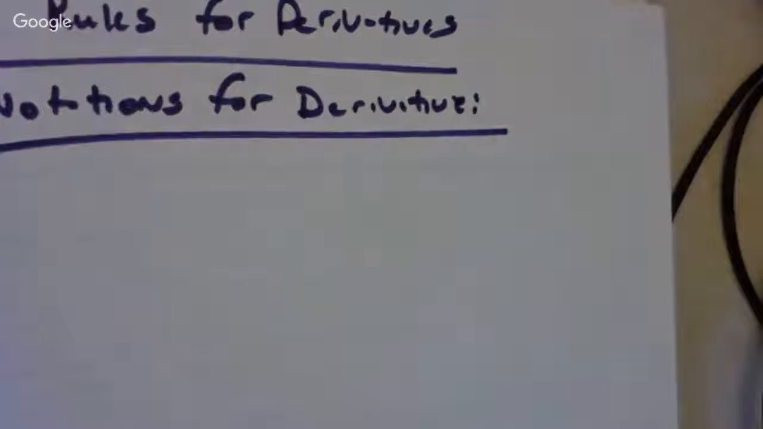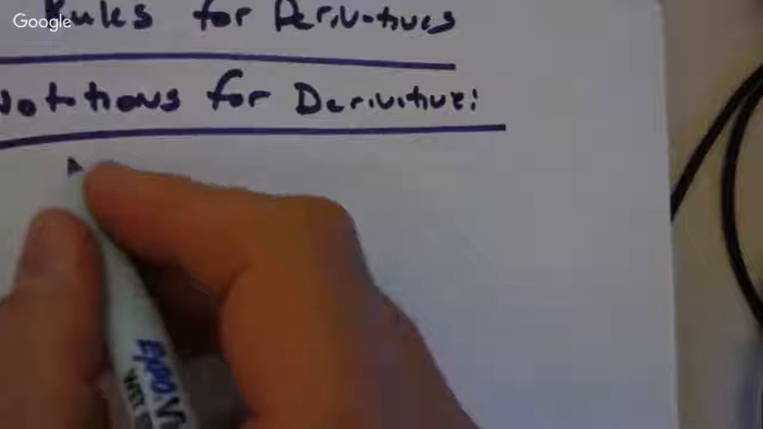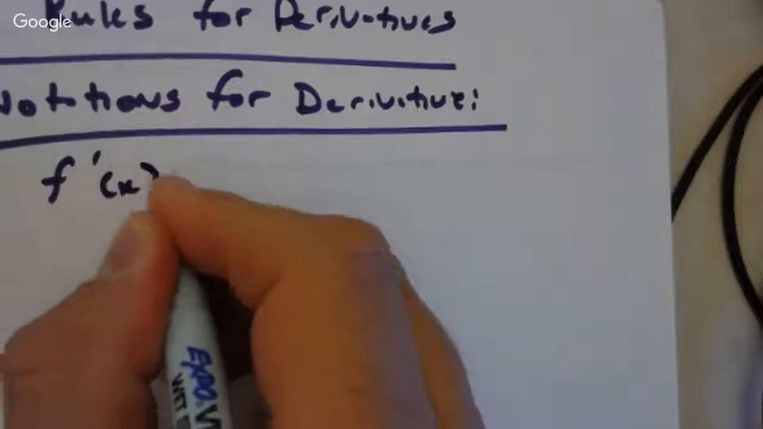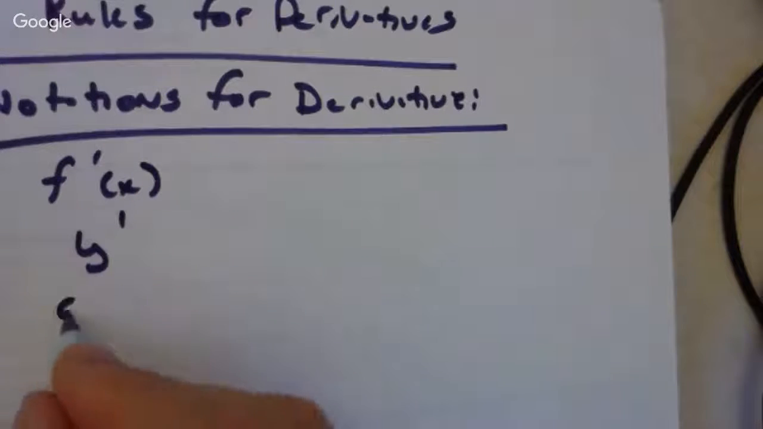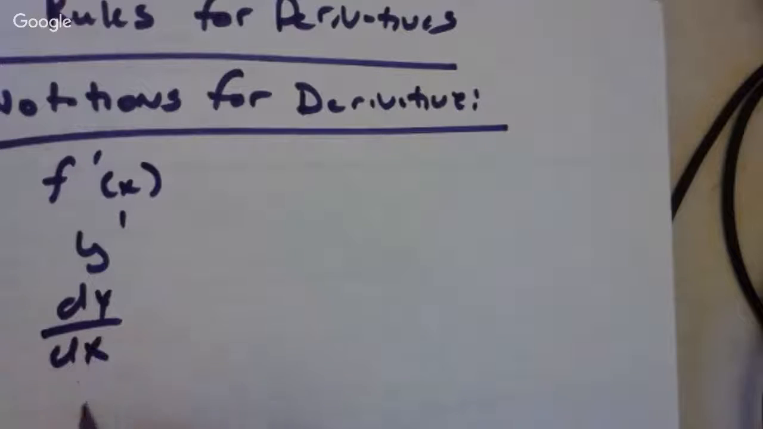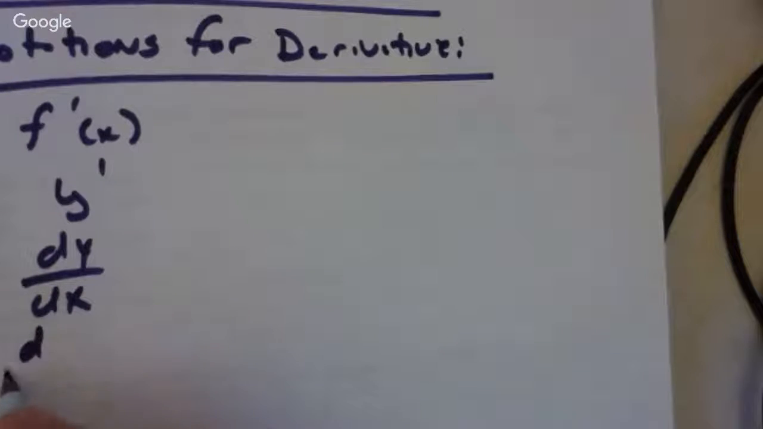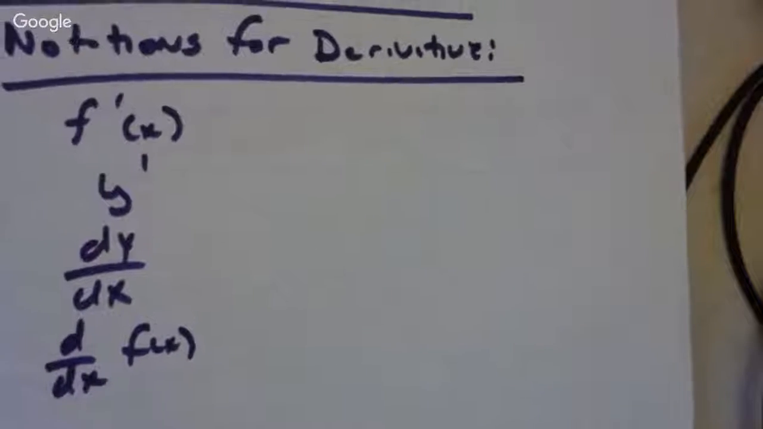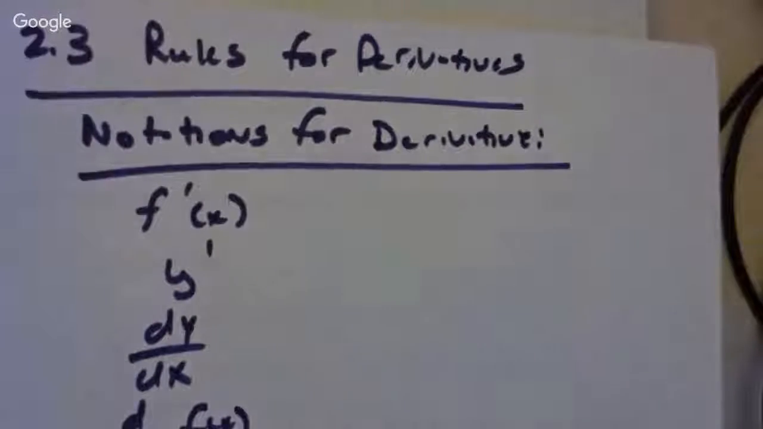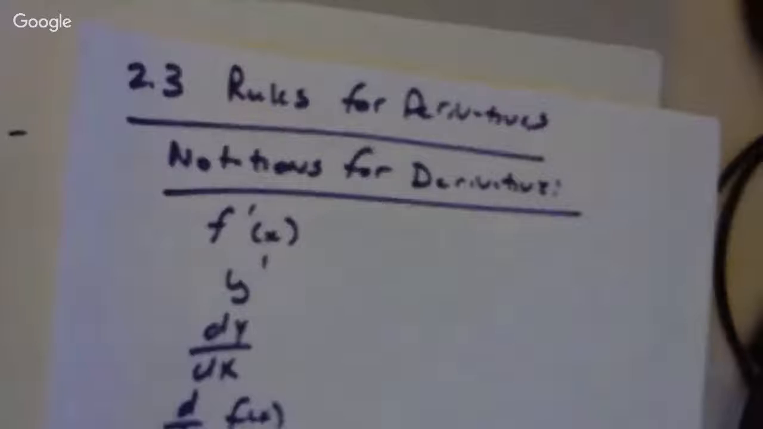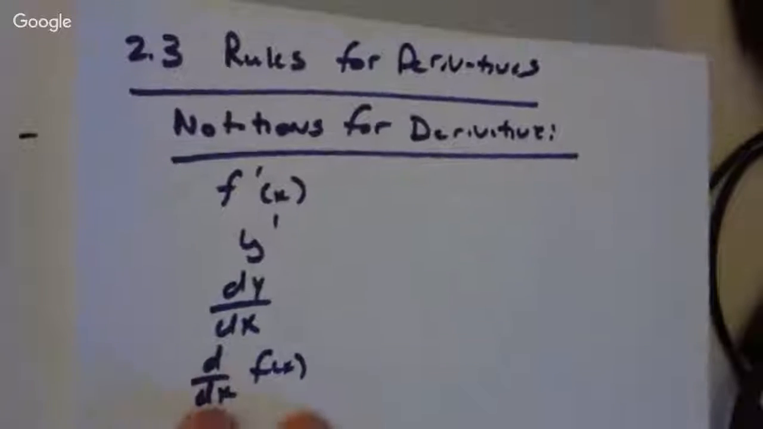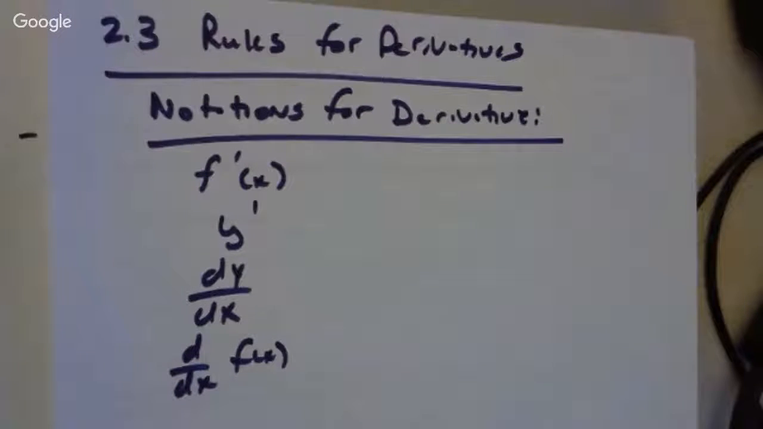All right, let's go. Notations for the derivative. All right, here we go, ladies and gents. 2.3, rules for derivatives. Ashton, that's why you couldn't see it. It wasn't on the board. Rules for derivatives. There's a whole bunch of ways to say the same thing.